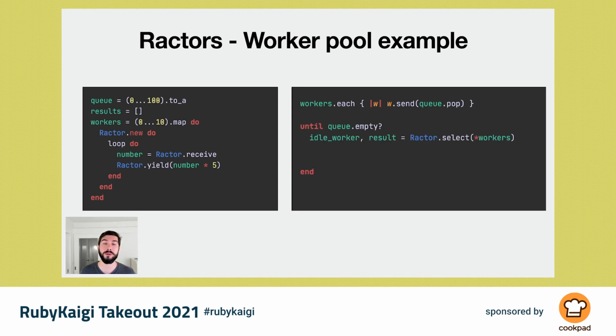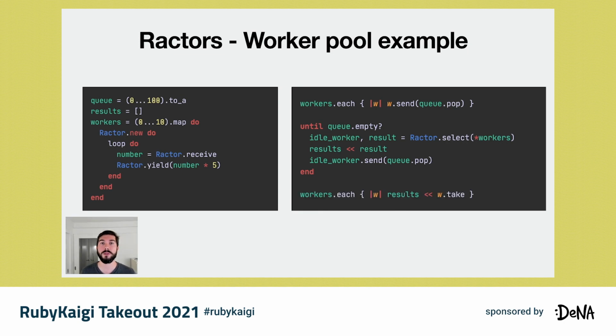And then until our queue is empty, we can use Ractor select to find the first idle worker and the result that that worker has yielded back to us. We save the result in our array, and we can send the idle worker another number from our queue so that it can continue doing more calculations for us. Notice that this loop ends when the queue is empty, but we can still have reactors running in the background and yielding values back to us. So we still need to go through each one of the workers, make sure they are done with their calculations and take their return values back.